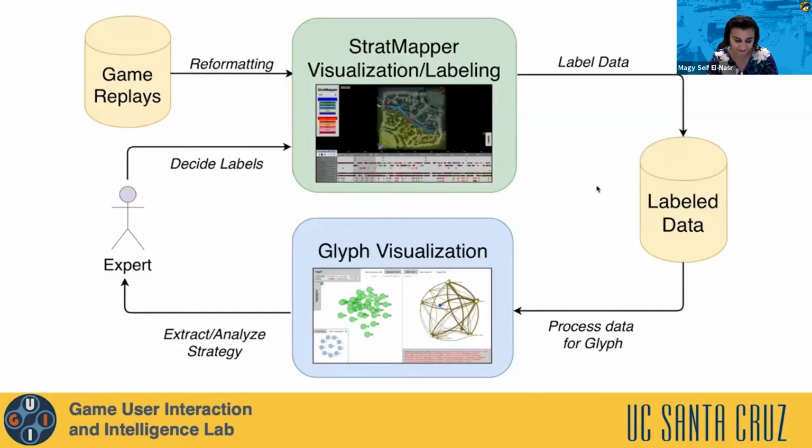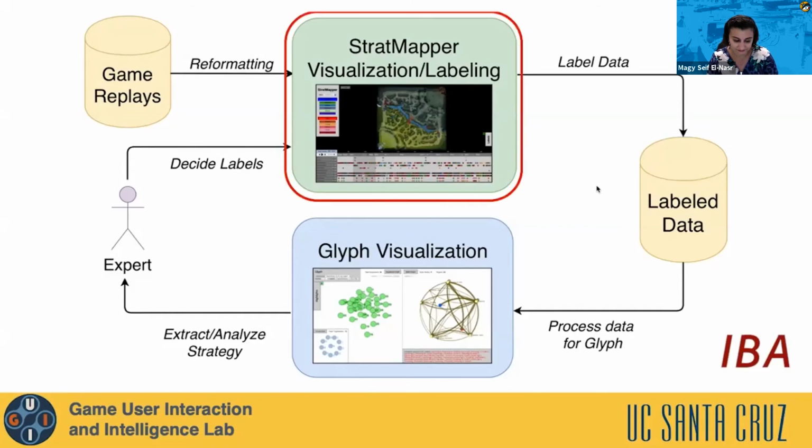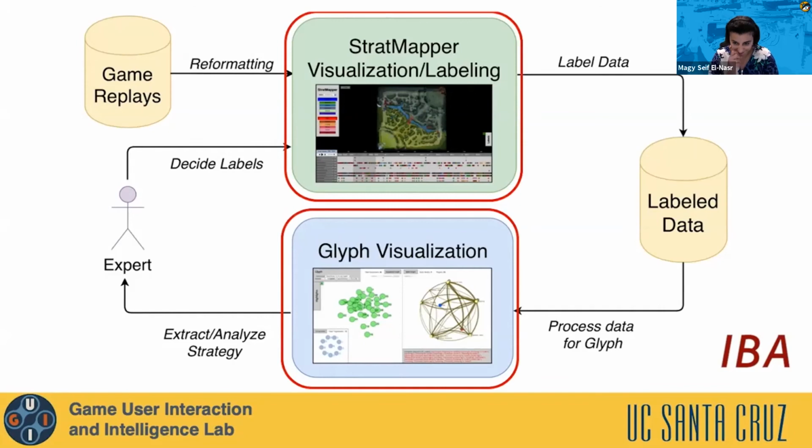Previous work addressed this issue with the development of a methodology called Interactive Behavior Analytics, or IBA. This mixed methods approach leveraged two visualization systems. StratMapper was used to display low-level event data in a spatiotemporal context. Superimposed on top of the game map, it allowed users to apply labels to the data that could be exported for analysis. Glyph was used to display the labeled data as a sequence of actions in a node-link diagram, where every node is an action or game state and every link is a transition.